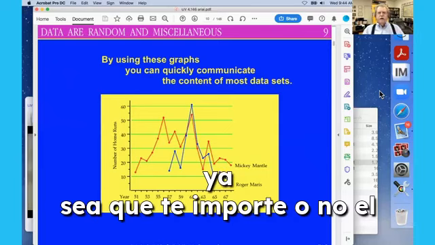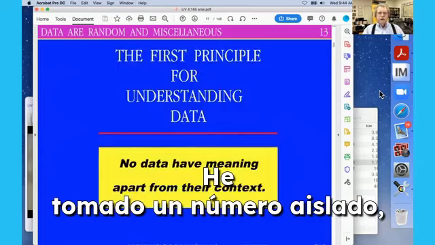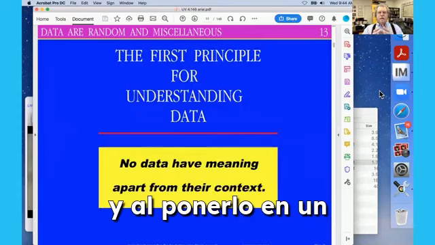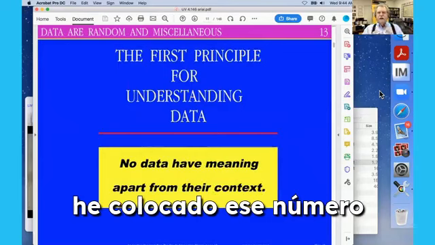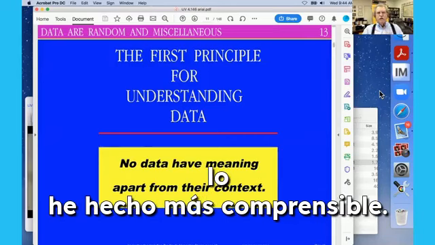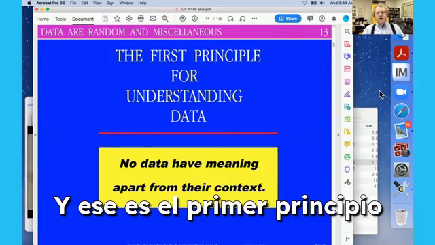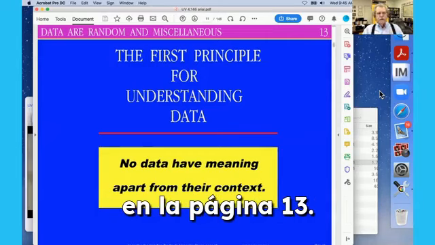Now, whether or not you care anything about baseball or sports, what have I done here? I've taken an isolated number, and by putting it in a couple of graphs, I have placed that number in context. And by placing it in context, I have made it more comprehensible. And that is the first principle for understanding data on page 13.